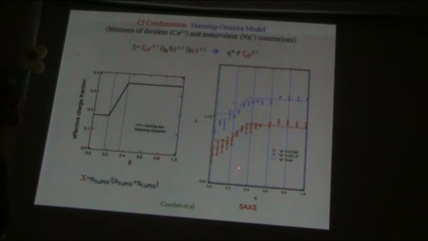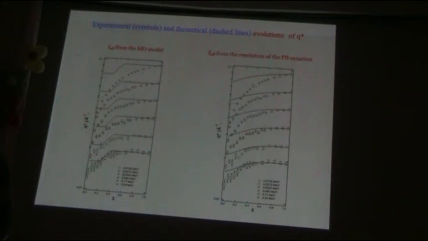Here you see the maximum at small concentration has almost the same shape of curve, because here you plot the position of the maximum versus the x value, the proportion of monovalent counterions. Of course, nothing is perfect, so here you see some deviation.